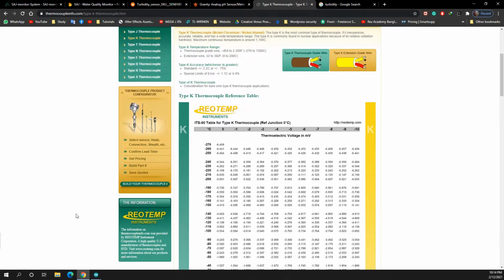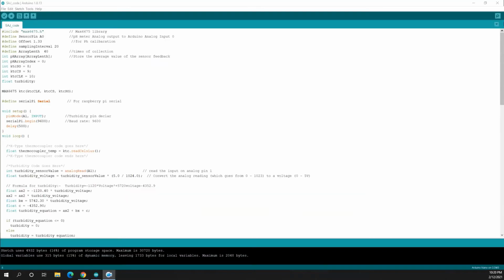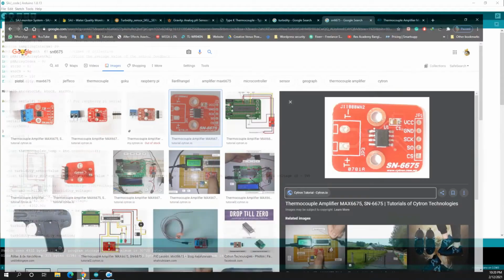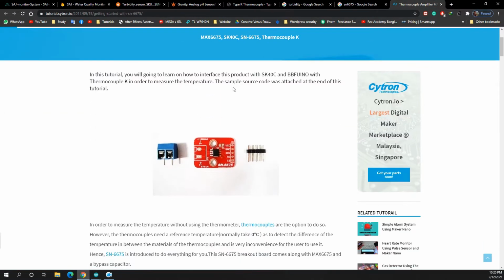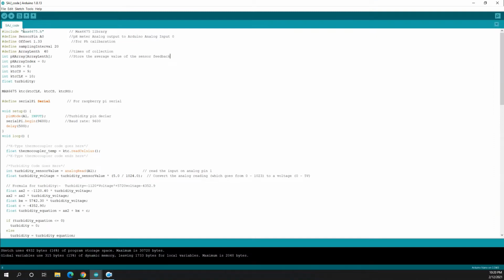Let's have a look at the Arduino coding. For the K-type thermocouple, I am using MAX6675, which is a K-type thermocouple module, and we have to use the MAX6675 header library, which is from Adafruit.